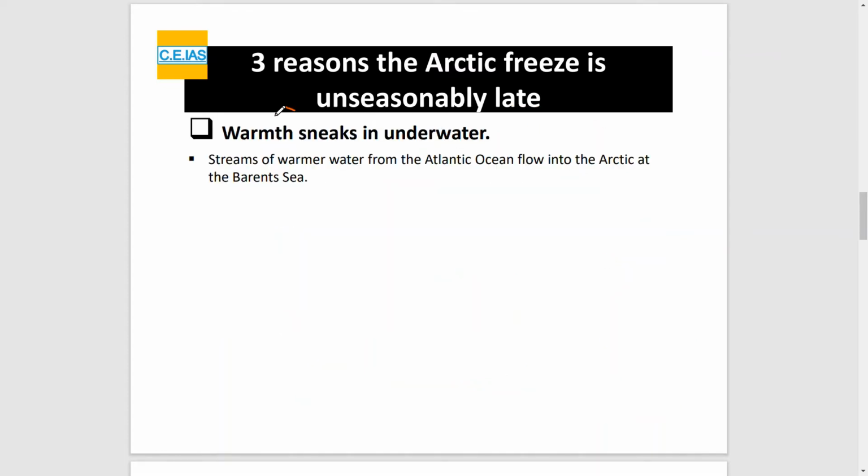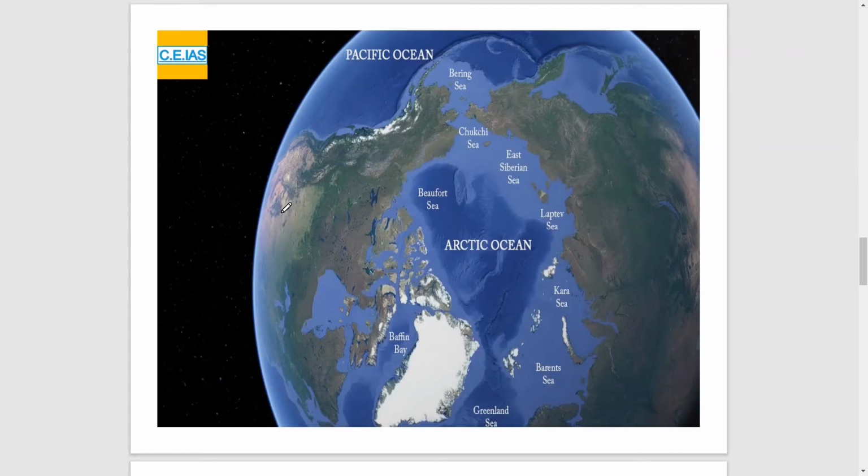So here it's talking about warm snakes in underwater. And what are these warm snakes? So streams of warmer water from the Atlantic Ocean flow into the Arctic at the Barents Sea. So let's see the map first. Here it is, the Arctic Ocean, and somewhere here is the Atlantic Ocean, and here is the Barents Sea. Okay, so from the Atlantic Ocean, warm water moves from this side, and from this side it goes to the Arctic Ocean.